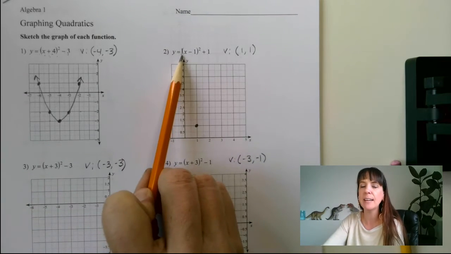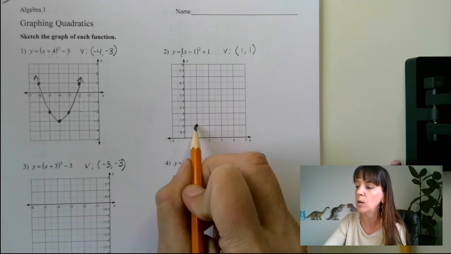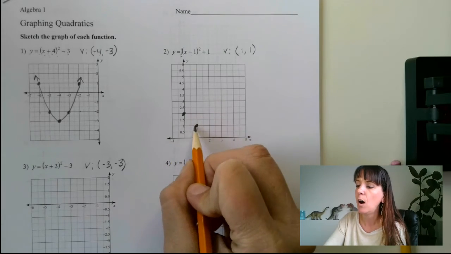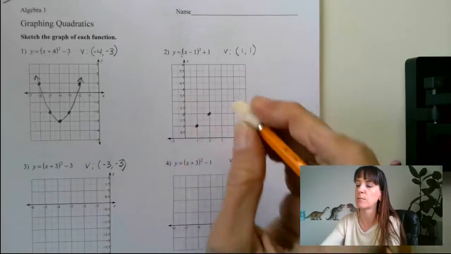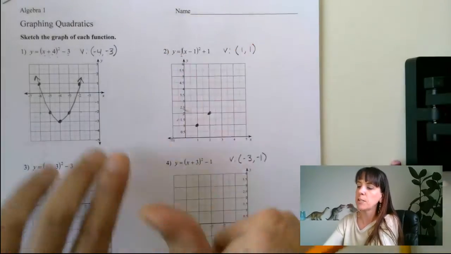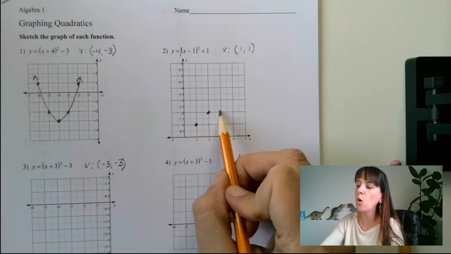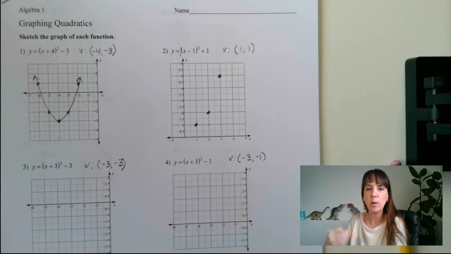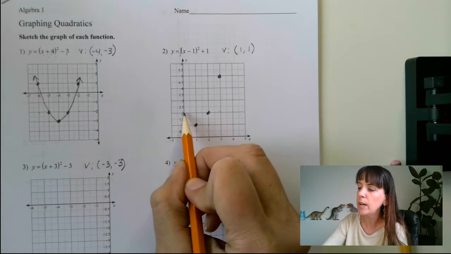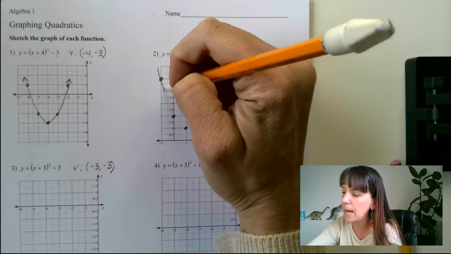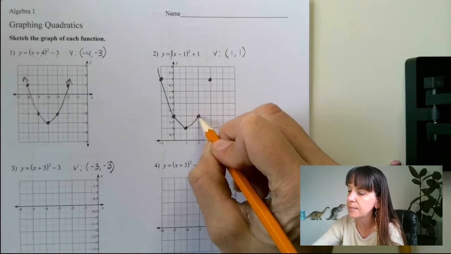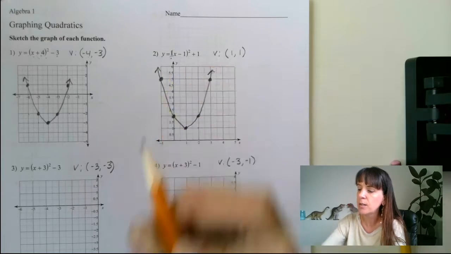Now we look at our A. Our A is 1, so we're going to go over 1, up 1, over 1, up 1. I'm sorry, let me say that again because I don't want to do both sides at the same time. So from our vertex, we go over 1, up 1, over 1, up 3. Then we copy it on the other side. Over 1, up 1, over 1, up 3. Bam! Look at that.